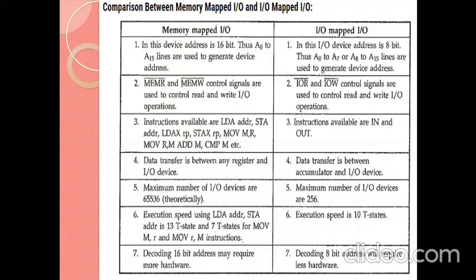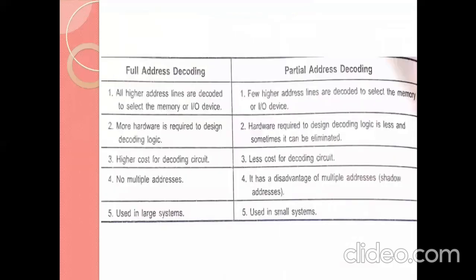In IO mapped IO, the number of address lines is less, so the decoding circuit requires less hardware. For 16 address lines, it will require more hardware.